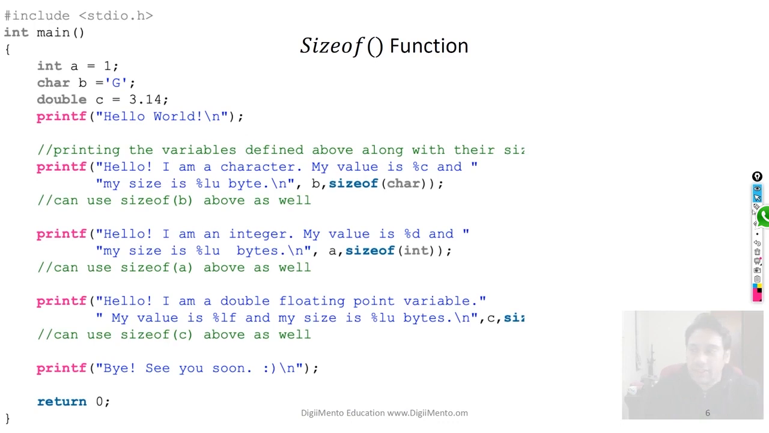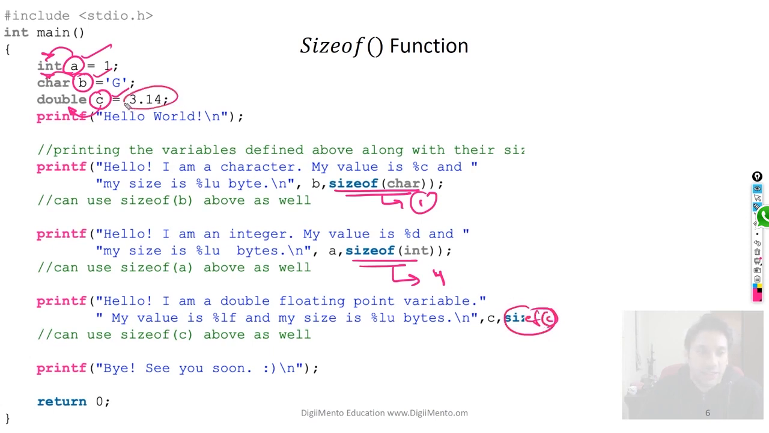As you can see here, this is a program. In this program I have taken an integer variable a, a character variable b, and a double variable c. Now if I print the size of the character, it is 1 byte. The size of the integer is again 4 bytes. On this system I'm using, the size of an integer is 4 bytes. If I try the size of c, because c is a double, it will return the value 8.